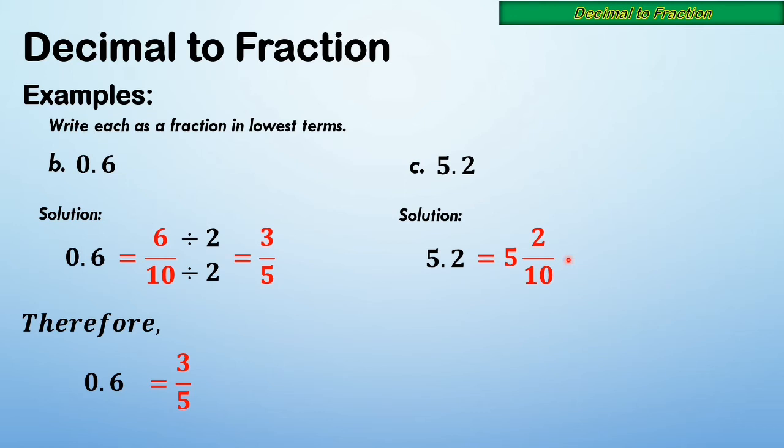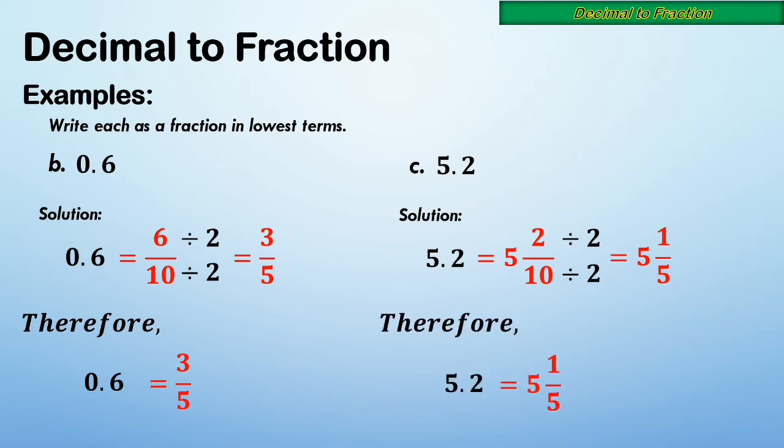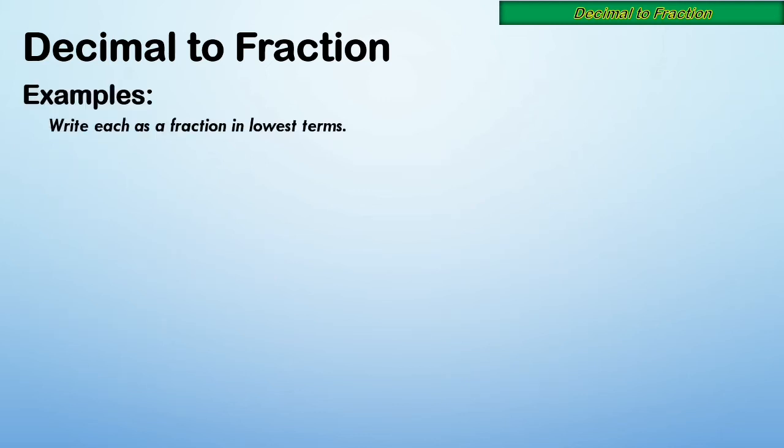2 over 10. Okay, so 2 over 10, the greatest common factor is 2. Okay. Then, divide nila to both numerator and denominator. Then, remains si 5. 2 divided by 2 is 1. 10 divided by 2 is 5. Therefore, 5.2 is equal to 5 and 1/5. Okay, good job. Very good. Now, you know. Okay, an example, write each as fraction in lowest term.